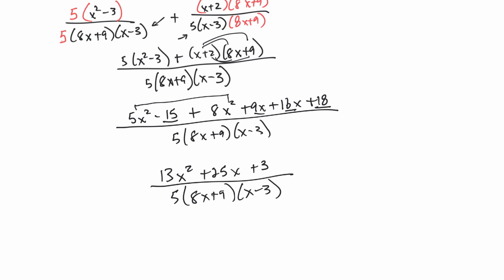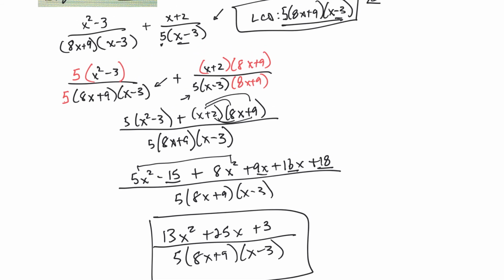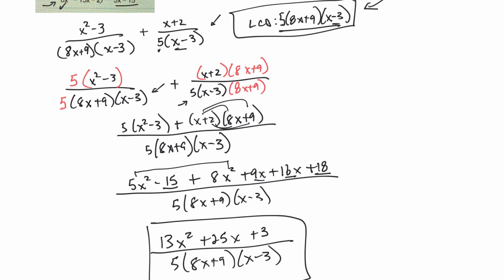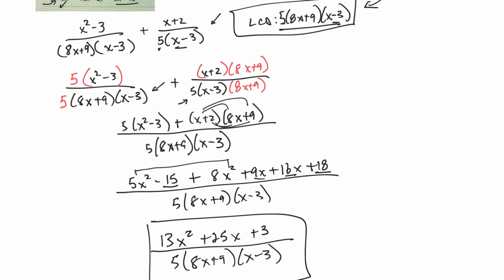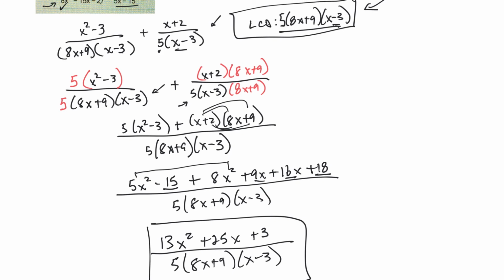Now probably I'd try and factor the top and see if I could cancel anything, but 13 times 3 is 39. There's nothing that multiplies to 39 that's going to give you 25. So I'm calling this my finished answer. Okay, hopefully that makes some sense to you. Part of it is getting that common denominator, especially when you have to factor out something as nasty as that one there. But that's something that you practice.